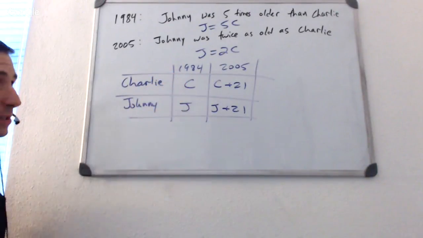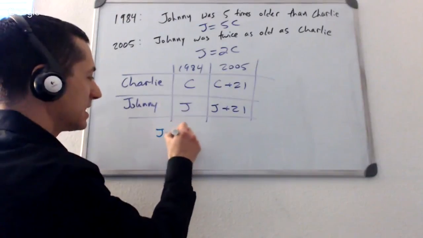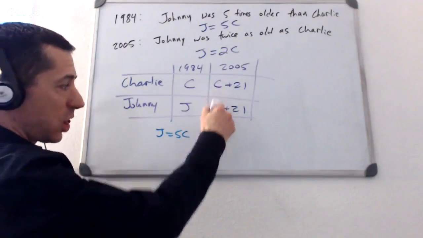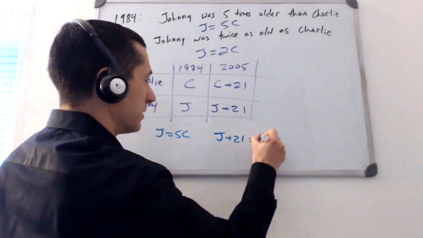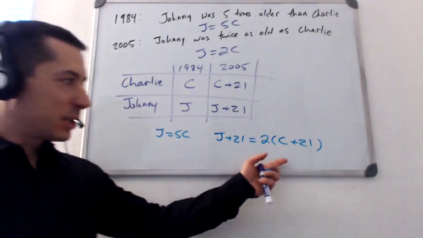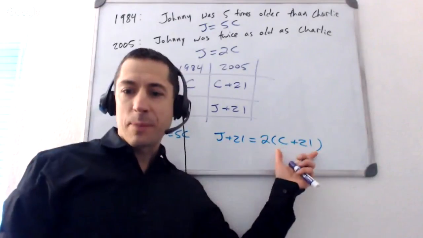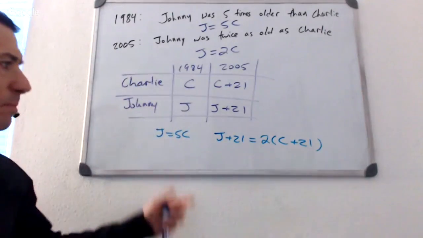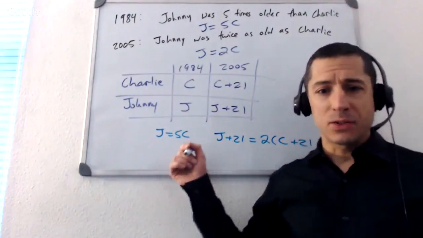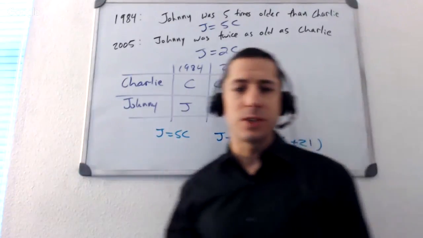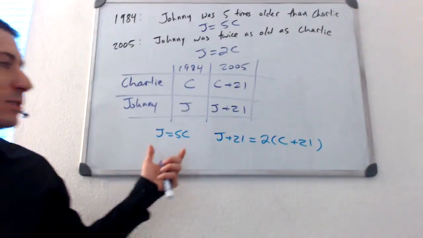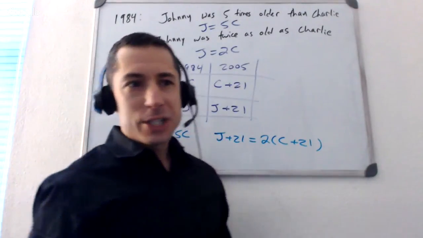1984, Johnny was 5 times as old as Charlie. This is still totally fine. But now in 2005, when Johnny's twice as old as Charlie, J plus 21 is going to be equal to 2 times C plus 21. Now this actually works. One mistake I see, sometimes people drop the parentheses. Problem. Most importantly, if you're not thoughtful about defining your variables on age questions, you're going to be in trouble. And once you do the math on this, 2 equations, 2 variables, it will spit out that Charlie was 7 years old in 1984.